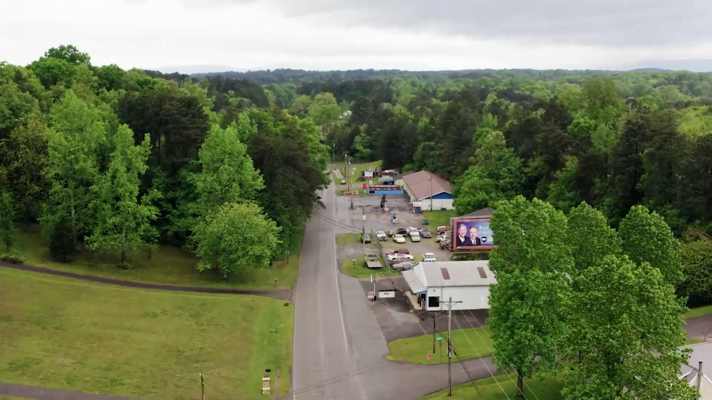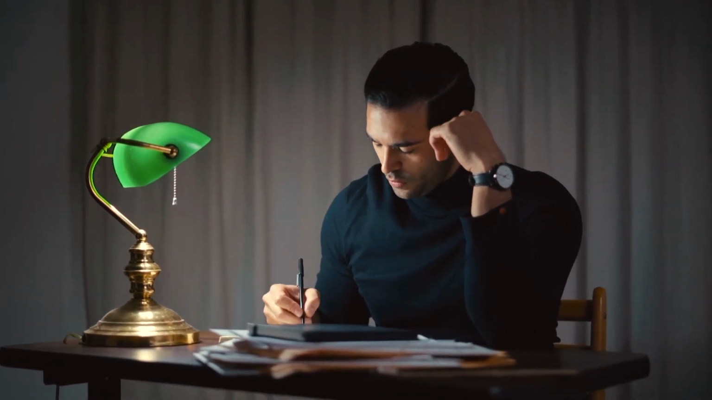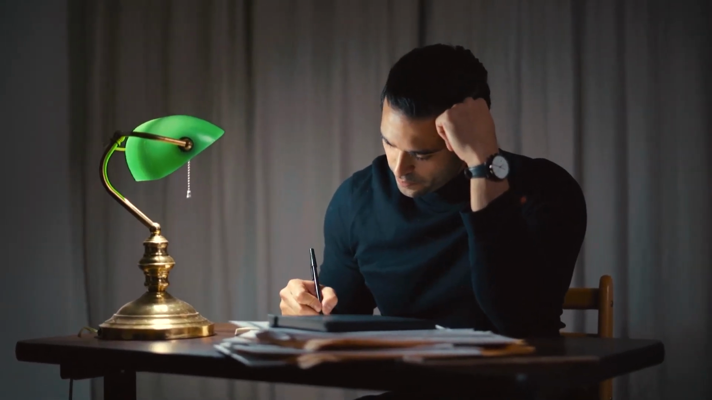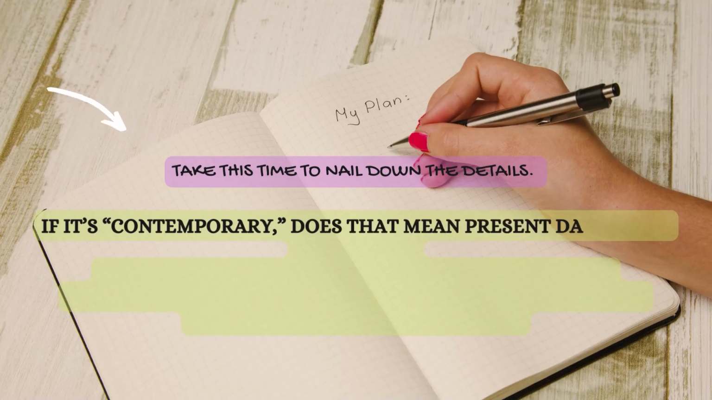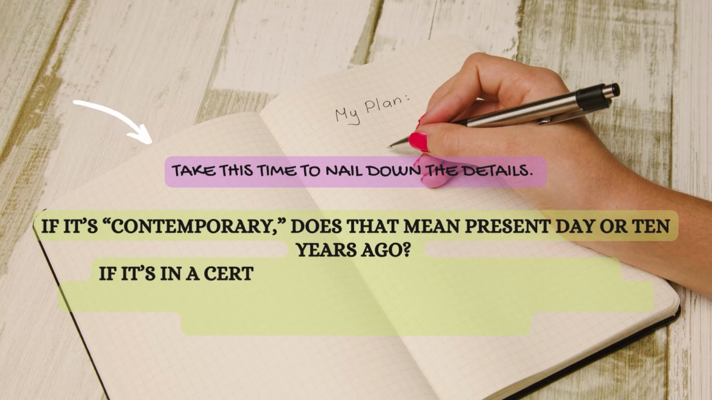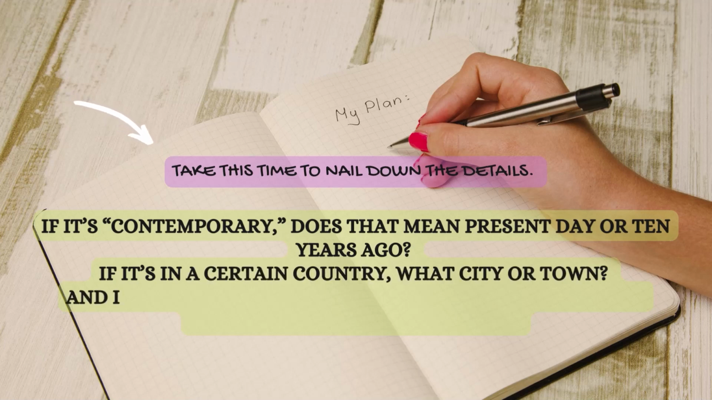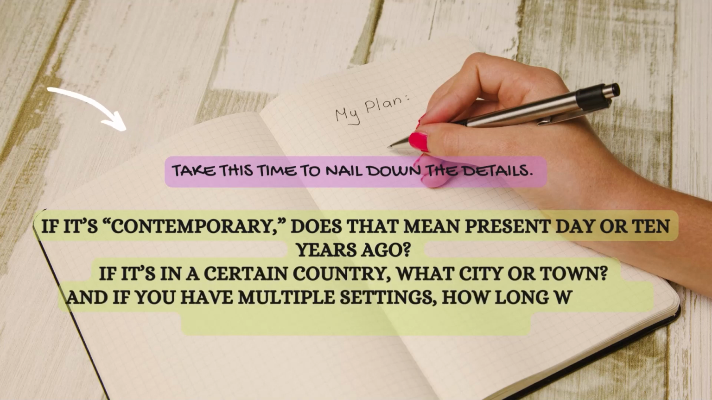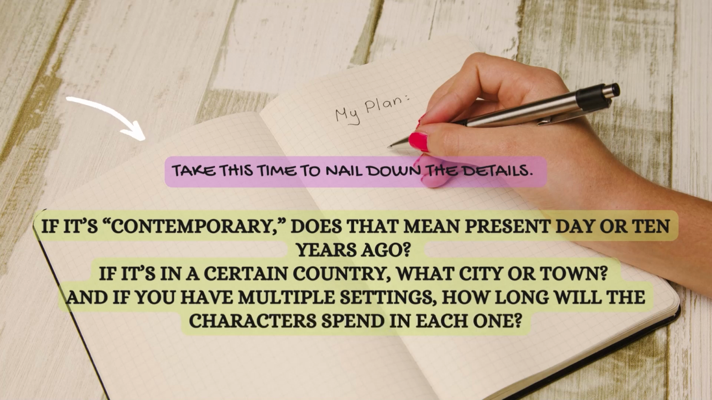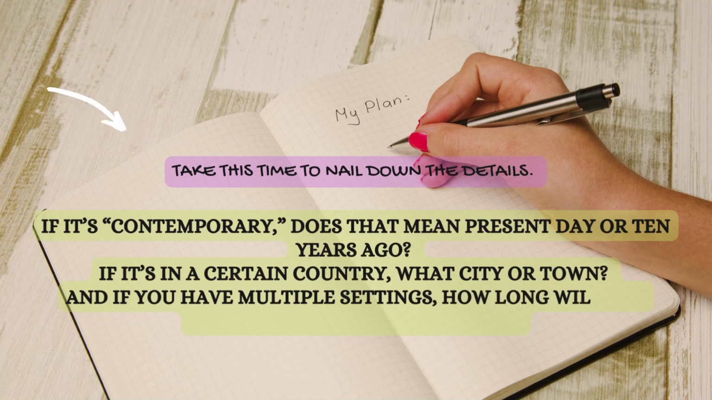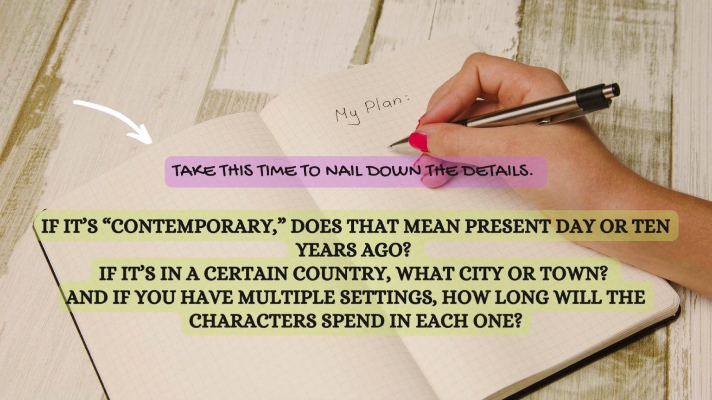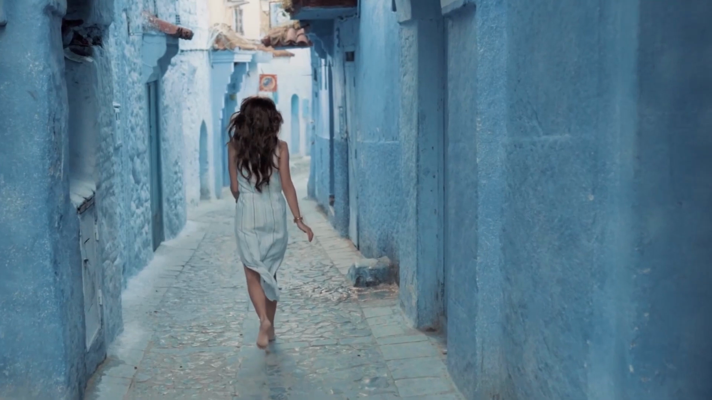So, dear learners, I would advise you that when you are writing your narrative, your story, please choose your setting wisely. Exactly where and when will your story take place? Take this time to nail down the details. And if it is contemporary, does that mean present day or 10 years ago? If it is in a certain country, which city and town? And if you have multiple settings, which is also very possible, how long will the characters spend in each place?